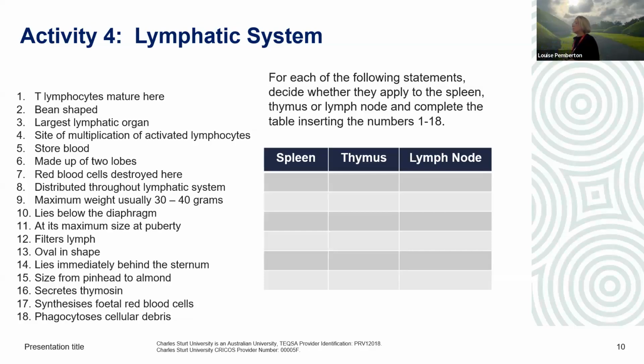Where does that happen? Spleen, and also, yeah, so both the spleen and the lymph nodes phagocytose old red blood cells. And then obviously antigen presentation occurs in the lymph node.